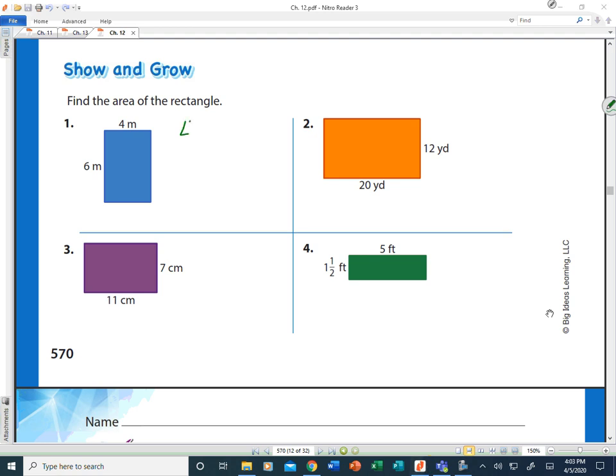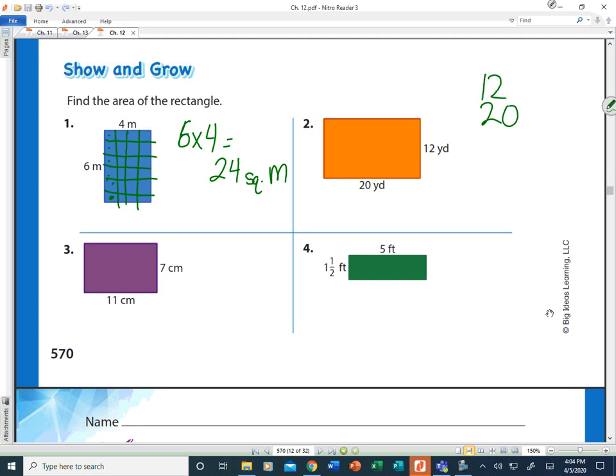So number one, area is length times width. What is 6 times 4? 24. But remember, it's not just 24 meters. It's not perimeter. So it's 24 square meters. Because if I were to take a look at the columns and the rows, and I were to have 4 columns and 6 rows, I would have 1, 2, 3, 4, 5, 6, all the way up to 24 squares in the middle.